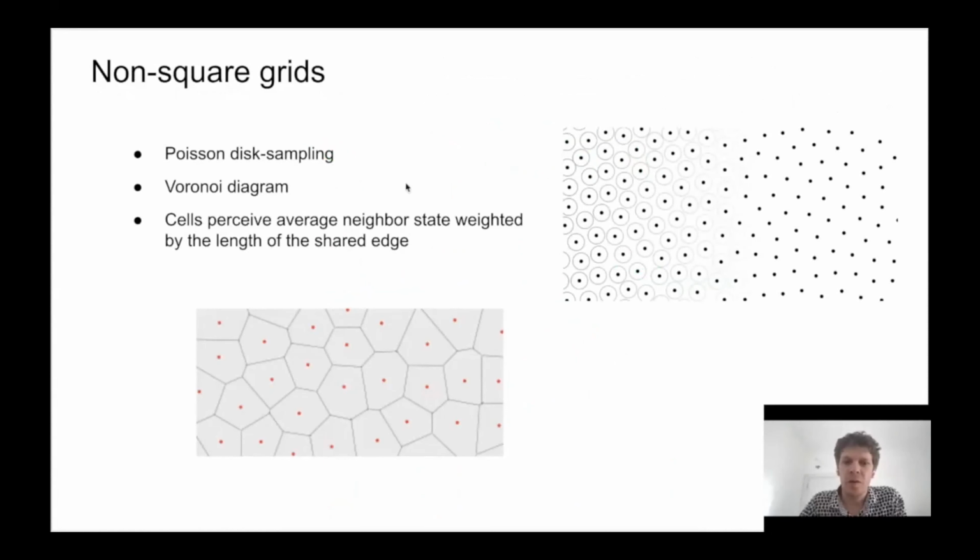In addition to our earlier experiments in generalizing models from square to hexagonal grids, we tried to generalize this model on a non-regular grid. So we use Poisson disk sampling to generate the distribution of cells on the grid. Then we compute a Voronoi diagram, and our Laplacian operator computes the difference between the cell state and the weighted average of states of its neighbors, and weights are proportional to the length of the shared edge between two cells.